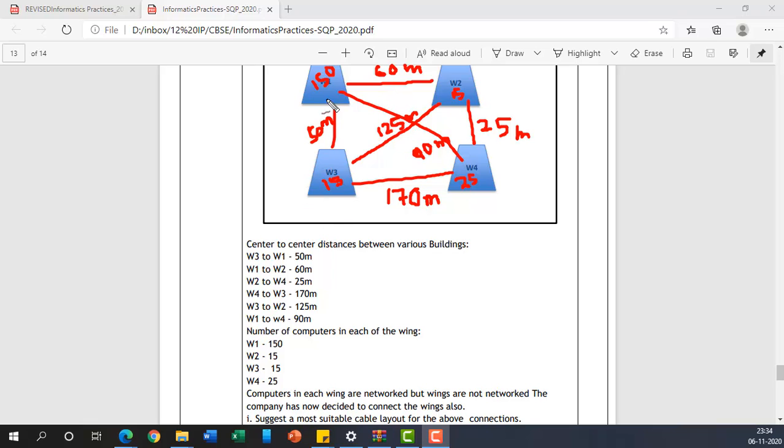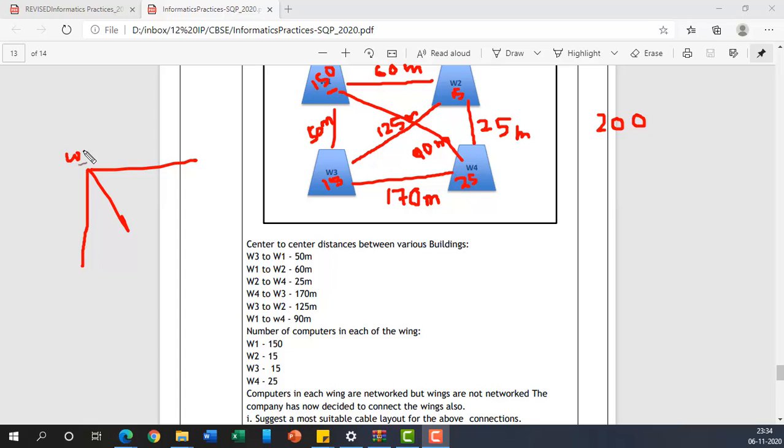So if you calculate it, 150 people should not go outside. Instead, these people can use the network. So this can be our central point, and if we lay this out, we will be using 50 meters of cable, 60 meters of cable, and 90. So total cable layout will be 110 and 90. So 200 meters of wire will be used if we connect somewhat like this.